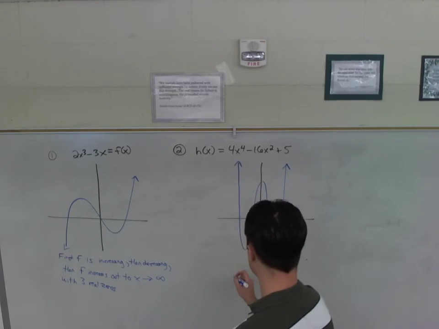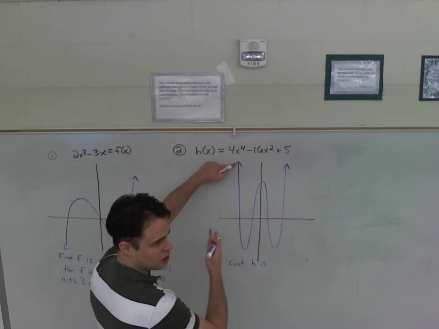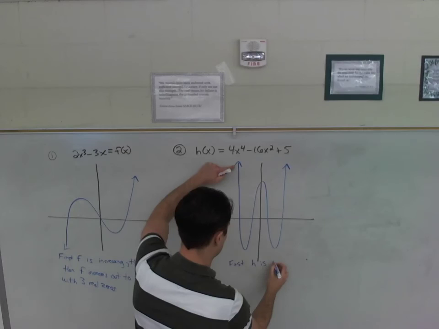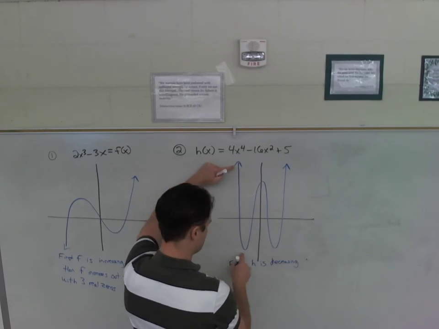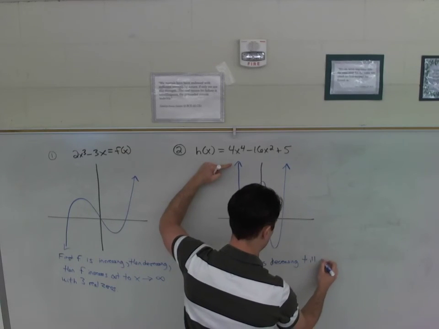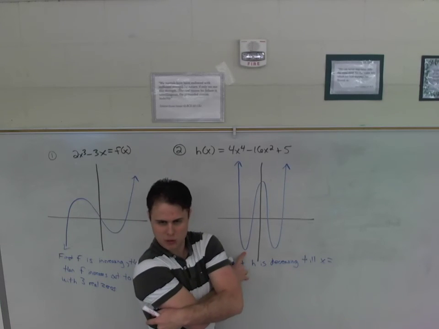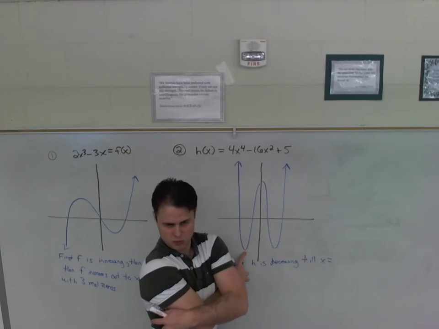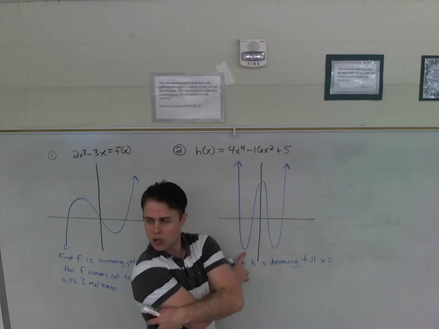We should say first h is, what's it doing first, left to right? Decreasing. We could even figure out where this is. Should we do that this time? Let's do it this time. So x equals, what's the x value right here? Somebody calculate it for me. I want the exact value.